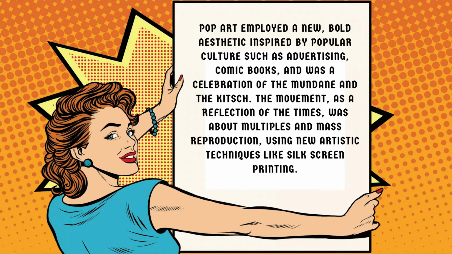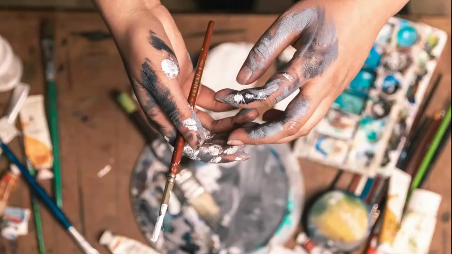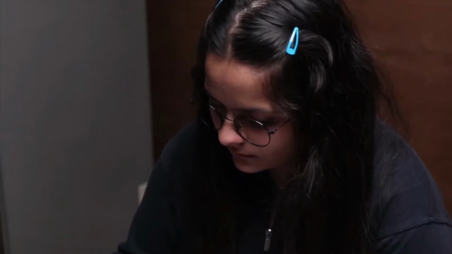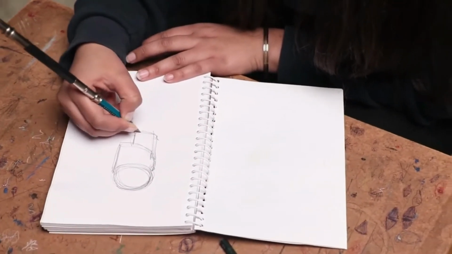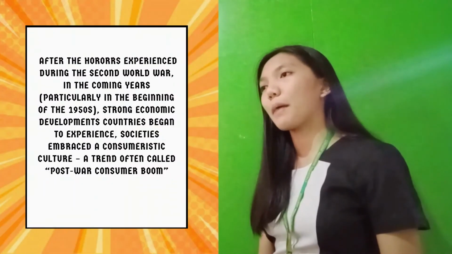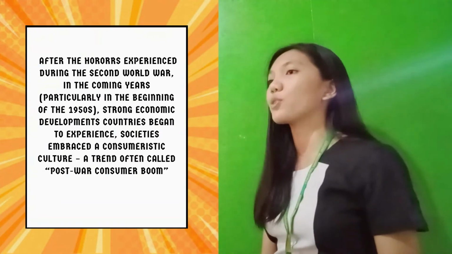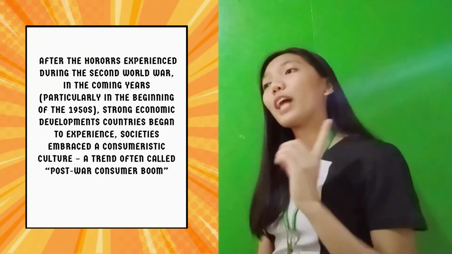The movement, as a reflection of the times, was about multiples and mass reproduction using new artistic techniques like silk screen printing. It's impossible to even begin to understand this pop art movement if we don't have a historical context explaining when the movement actually emerged. After the horrors that Europe experienced during the Second World War, in the coming years, particularly in the beginning of the 1950s, a strong sense of optimism began to characterize the Western European societies, but also the United States.